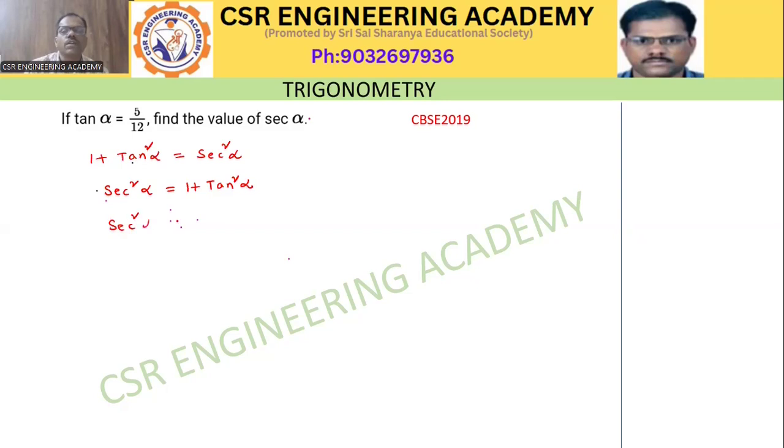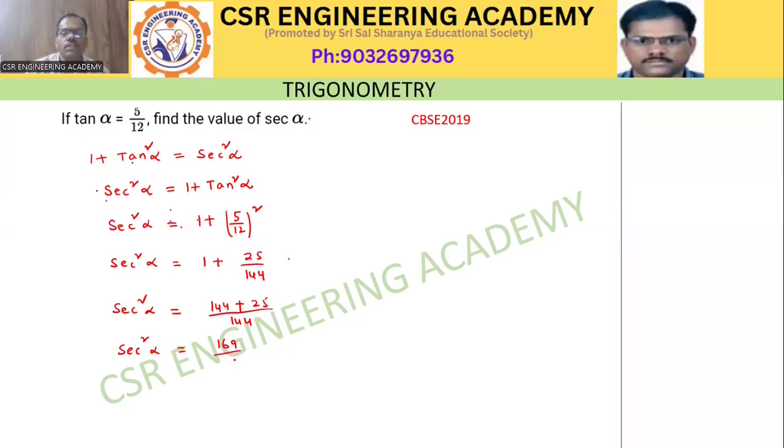Secant square alpha is equal to 1 plus tan alpha, which is 5 by 12, that is 1 plus (5 by 12) whole square. Secant square alpha is equal to 1 plus 25 by 144. Taking LCM 144, secant square alpha is equal to 144 into 1, 144 plus 25 divided by 144. Secant square alpha is equal to 144 plus 25, 169 divided by 144.